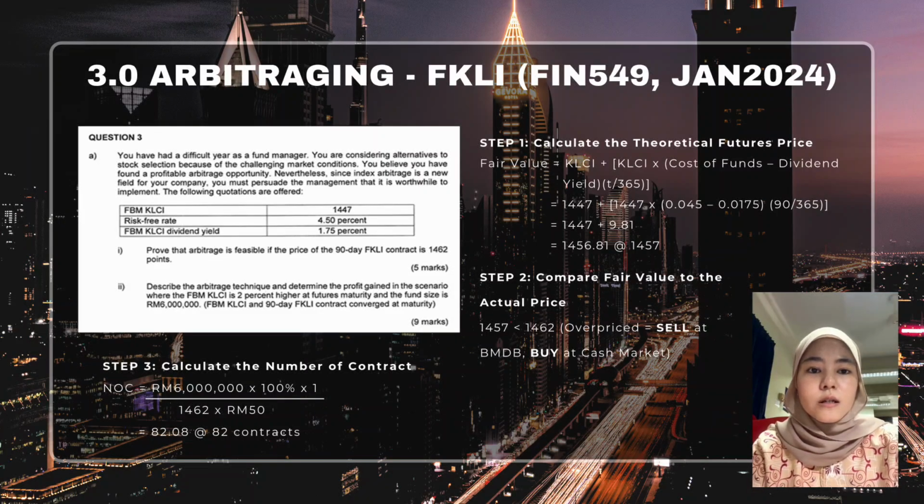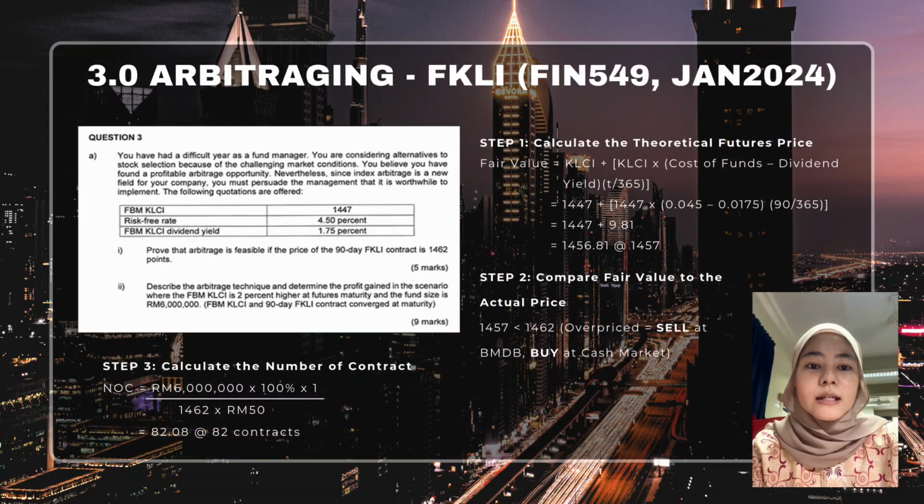After that, compare the fair value that has been calculated with the actual price. As we can see here, 1457 just now is smaller than 1462. With that, the FKLI future contract is considered overpriced because the actual price is above the fair value. So, we need to sell futures 1462 in BMD at higher price, and at the same time, buy at lower price in cash market.